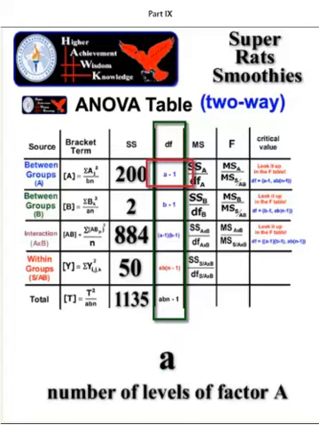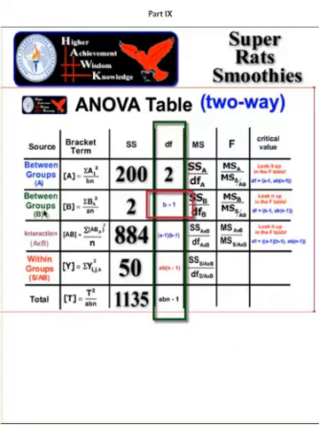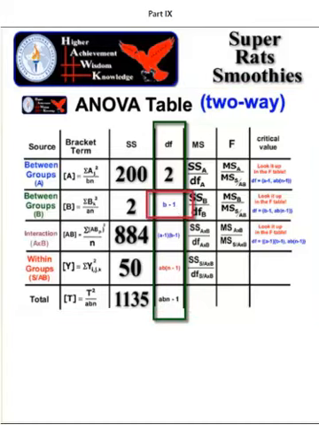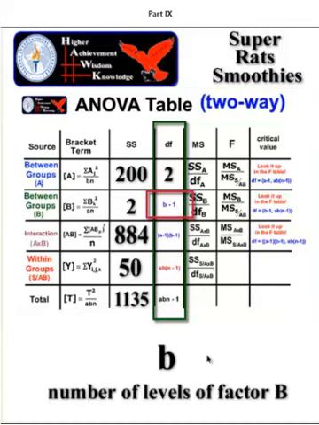And little a means how many different subgroups of that factor there are, or how many levels of that factor there are. And for ours, we had a 0 milligram, 10 milligram, and 20 milligrams. So we had 3 different groups. So 3 minus 1 is 2. Same thing with the B. Between group B is the number of levels of factor B, which was just 2, right? The small and the large, minus 1 is going to be 1.